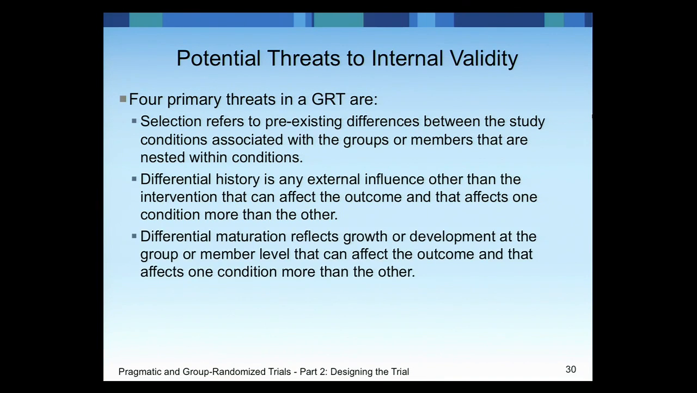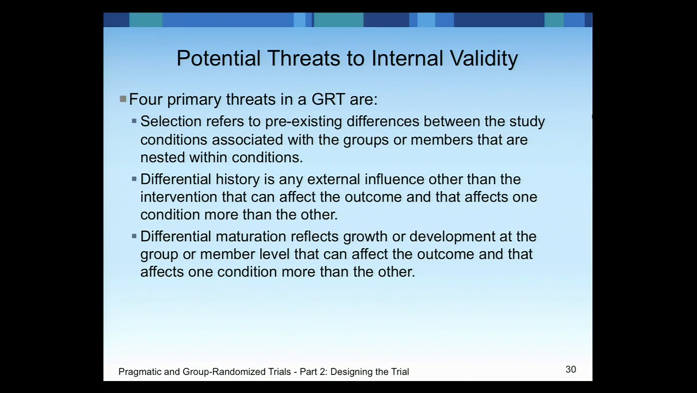Differential maturation is the third major threat to internal validity in a group randomized trial. It reflects growth or development at the group or member level that can affect the outcome and that affects one condition more than the other. We worry about maturation in randomized clinical trials, especially if we're dealing with young people, children, adolescents who are still growing, and we're looking at outcomes like blood pressure and height and weight, because those things change as the children grow.